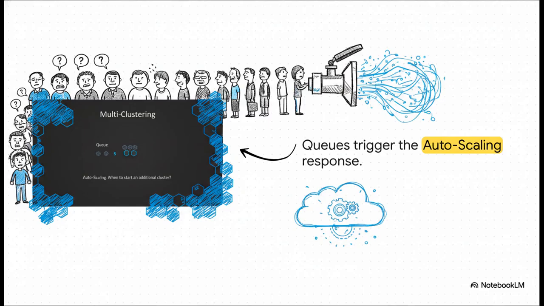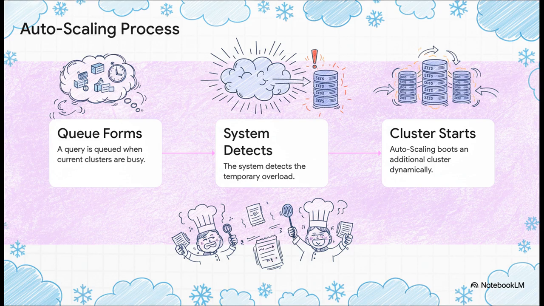A queue forms. It's just like a line of hungry customers backing up out the door. Now, a single virtual warehouse cluster can only handle so much at once, which is exactly where Snowflake's multi-clustering feature swoops in as this brilliant relief valve to save the day. Here is the exact chronological sequence of how that auto-scaling actually kicks in to handle the rush.